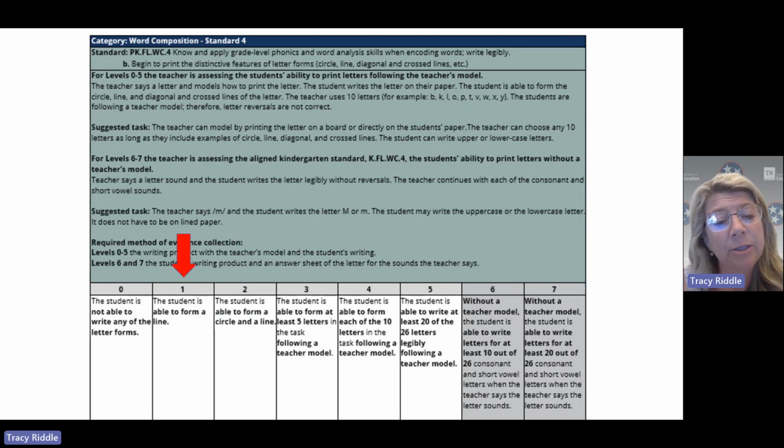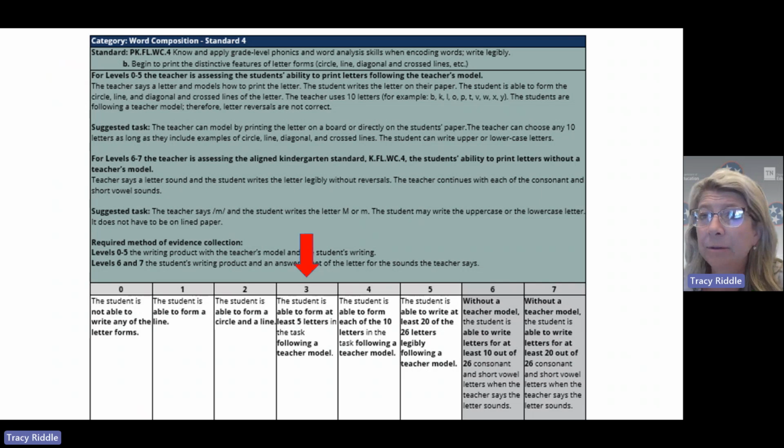If the student has followed the teacher model and is able to make at least a straight line, even though they did not get any of the 10 letters formed correctly, that would be a level 1. When analyzing the student work and the students were not able to form any of the letters, but they were able to form at least a circle and a line when trying to make the letter following the teacher model, that would score a level 2. When assessing the student work, if the student is able to form at least 5 of the 10 letters following that teacher model, that would score a level 3.